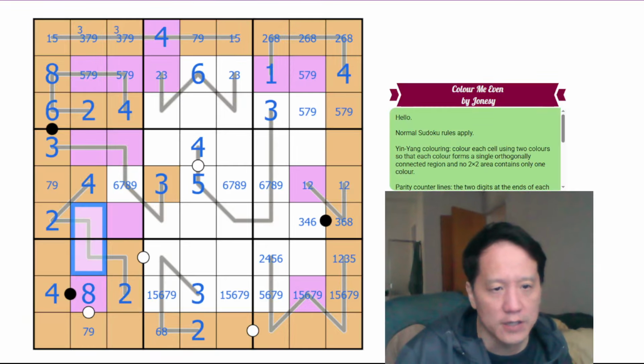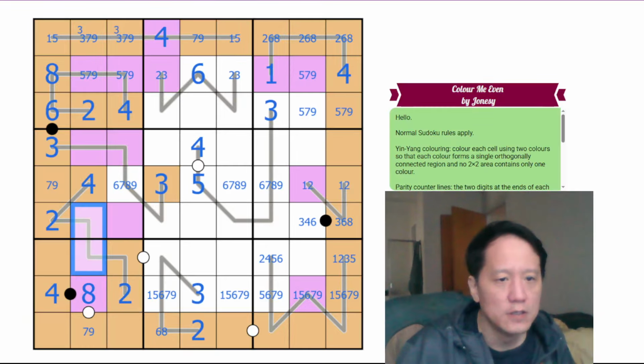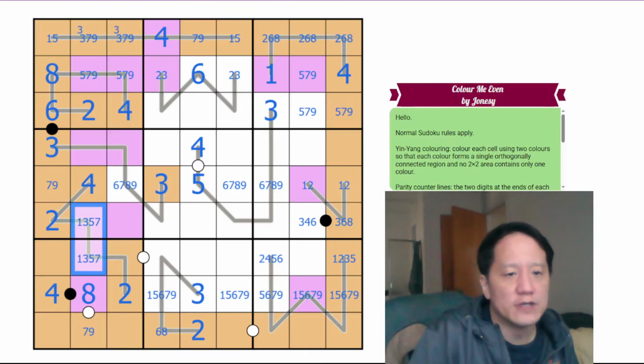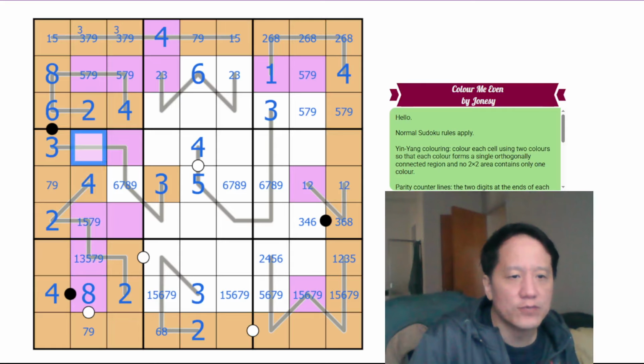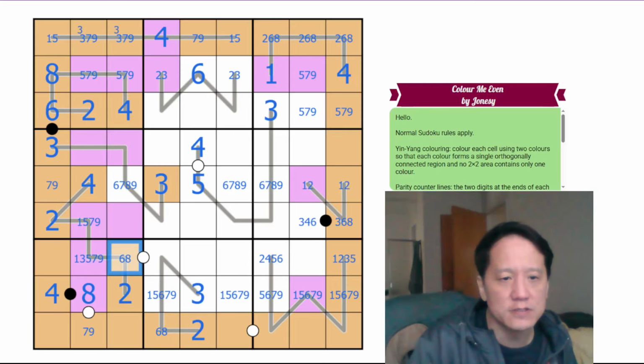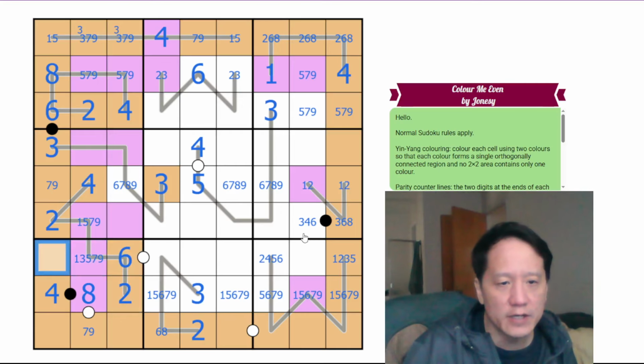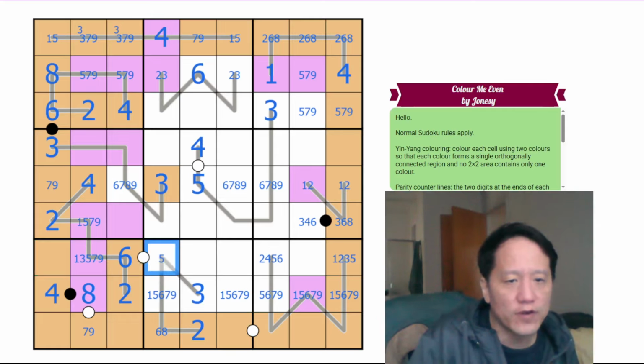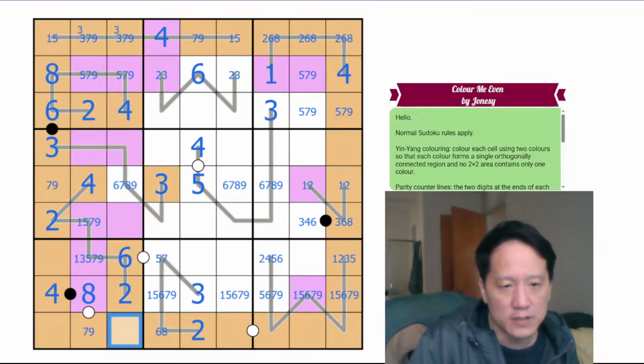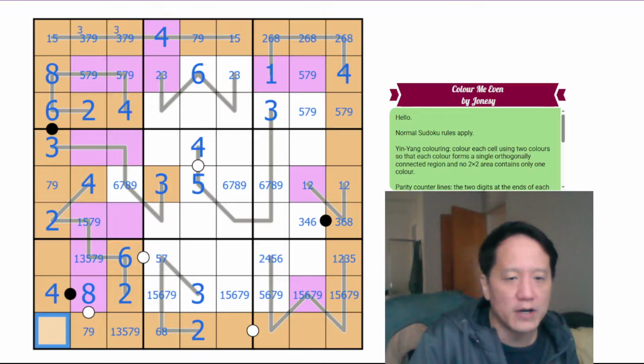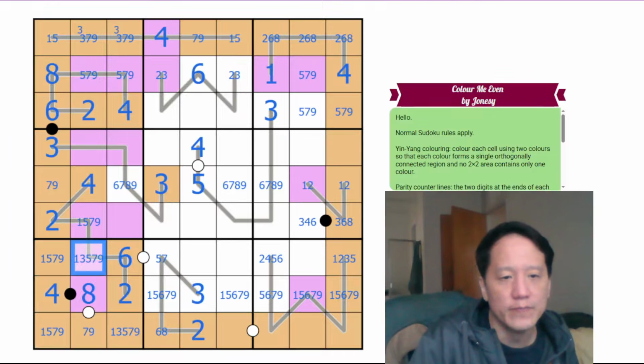So these are odd digits. So 1, 3, 5, 7, 9, but this can't be 3 because of 3 in the box. This is even. It's not 2 or 4. It can't be 8, so this has to be 6. Which means the remaining digits, so this has to be an odd digit. So it's 5 or 7 to be consecutive with 6. Remaining digits in box 7 are 1, 3, 5, 7, 9. This can't be 3 because of 3 in the column.